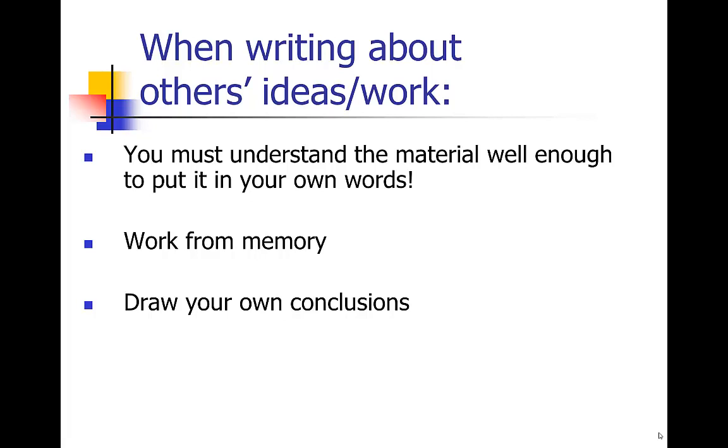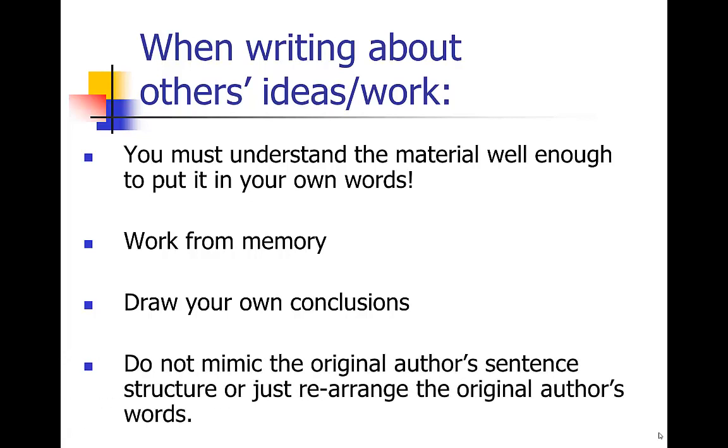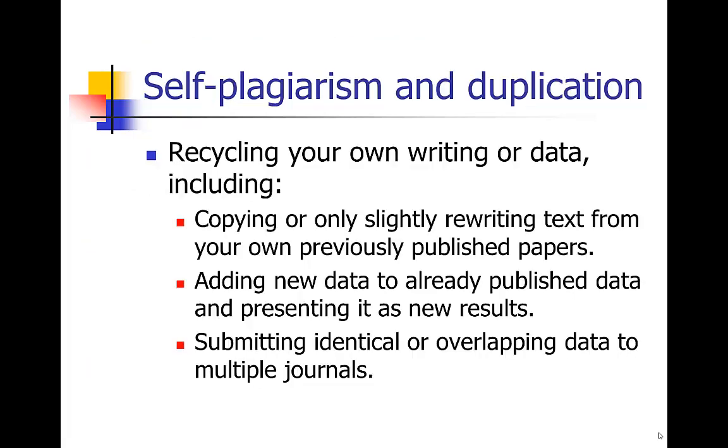Why should you trust that the person who happened to write that in Wikipedia knows what they're talking about? If you're just plagiarizing their ideas, you're completely trusting that they completely understand Hemingway and have got it right. So you need to really go to multiple sources and make your own conclusions about Hemingway or whatever topic you're writing on. Again, you can't simply mimic the original author's sentence structures or just rearrange the original author's words. That's still plagiarism.